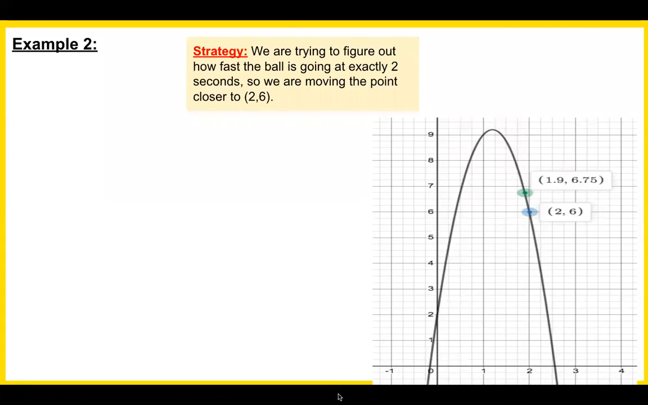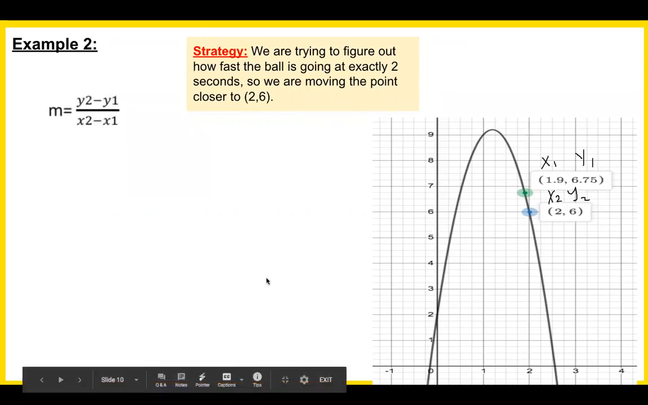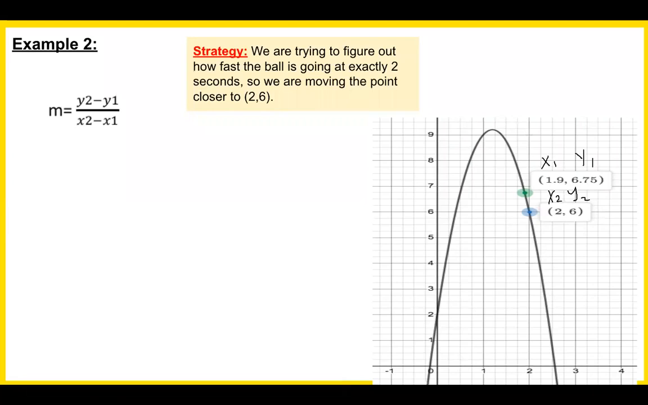Step 1: because I know I'm going to be using the slope formula, I'm going to start to label it. So I'm going to do x1, y1, and then x2, y2. And we're going to use our handy dandy slope formula: y2 minus y1 all over x2 minus x1. We just got to plug in and subtract. So according to these new coordinates, I'm going to do 6 minus 6.75 on top, divided by 2 minus 1.9.